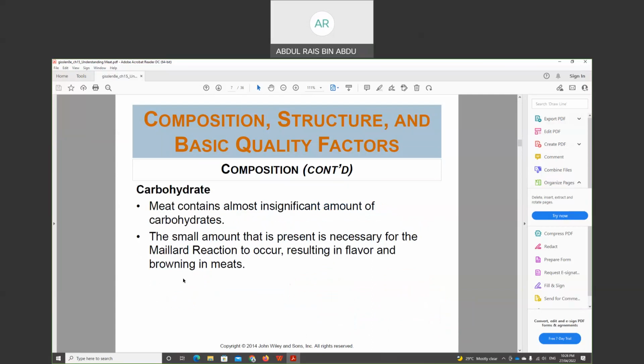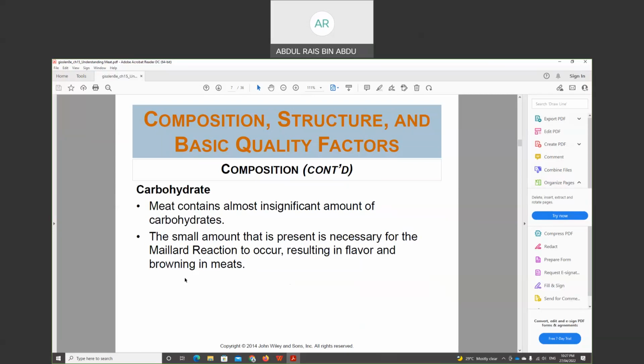Okay. And lastly, the fourth element, carbohydrate. Carbohydrate content dalam meat dia kata sini sangat-sangat significant lah. It's very small. Okay. The small amount of carbohydrate that persists in meat is necessary for Maillard reaction to occur, resulting in flavor and browning of the meat lah.